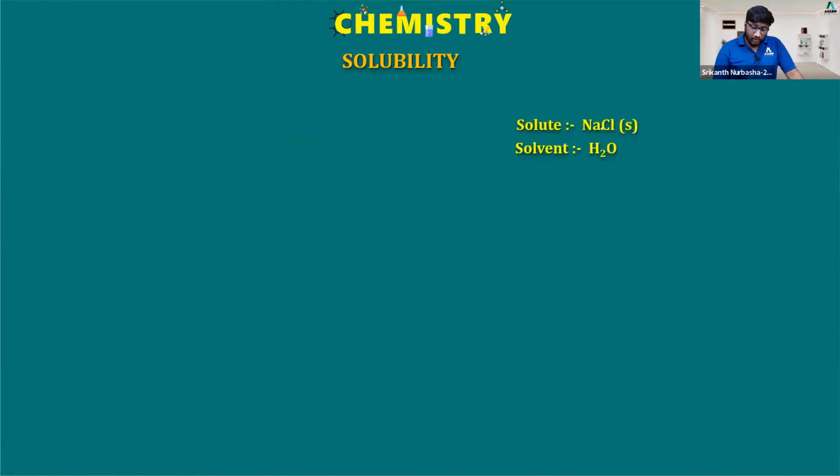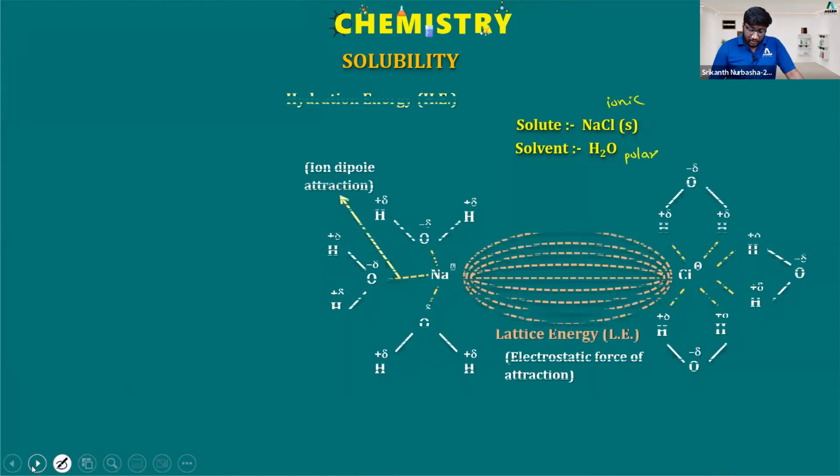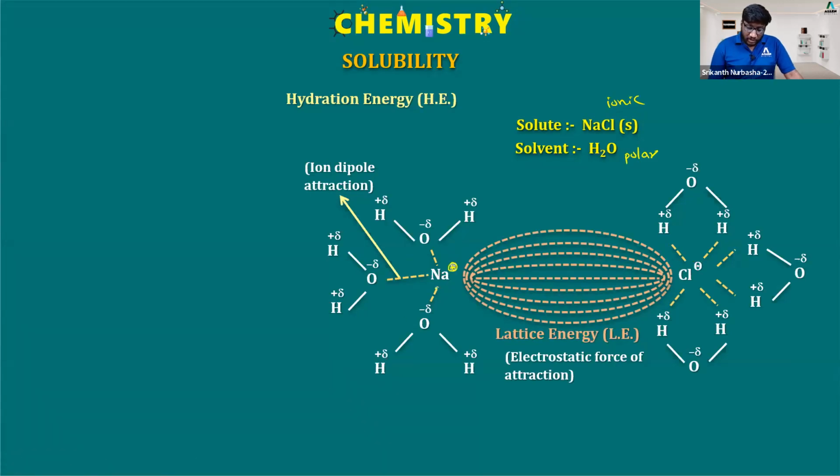Solute NaCl, solvent water. NaCl is an ionic compound. The solvent is water, which is again a polar solvent. Like dissolves in like. So we have Na plus ions and Cl minus ions. Between Na plus and H2O, what type of attraction is there? Ion dipole attraction. Between Cl minus and H2O, what type of attraction is there? Again, ion dipole attraction. Na plus and Cl minus have an electrostatic force of attraction, and that is nothing but lattice energy.